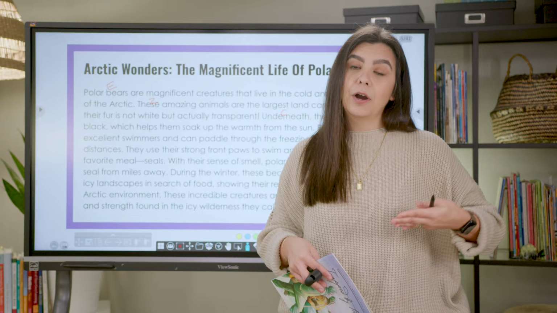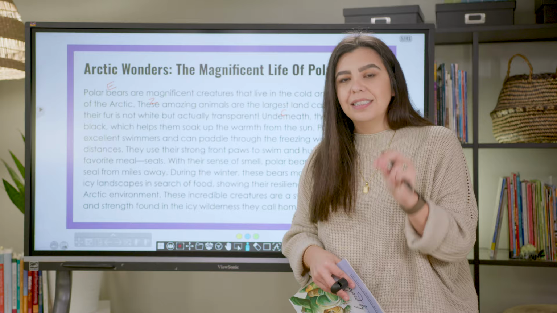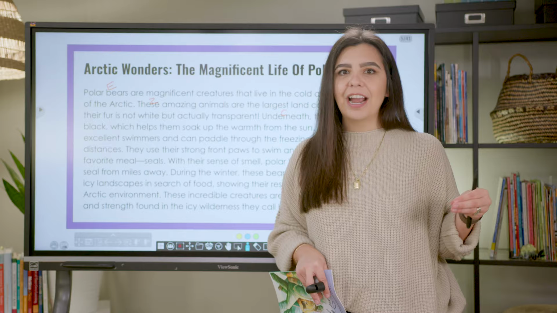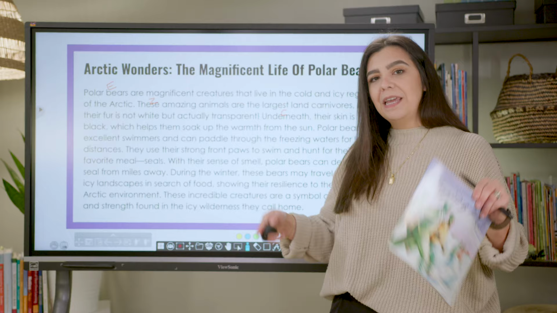The key is that you want to be very specific with who's going to be reading first and how much they are going to be reading. Because if not, you're going to be putting out fires the entire time. You're going to have students arguing, and that is not something that you want to happen. So be very intentional when it comes to how you are partnering up your students.